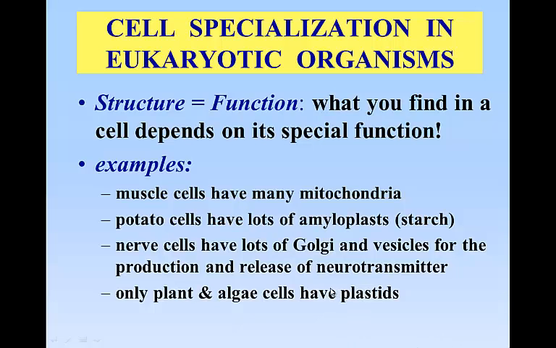So again, you're going to find different organelles in different cells, and that's one of the reasons that the pictures we show you of a plant or animal cell are not necessarily representative of what you'll see when you actually go on and look at the histology of specific cell types.